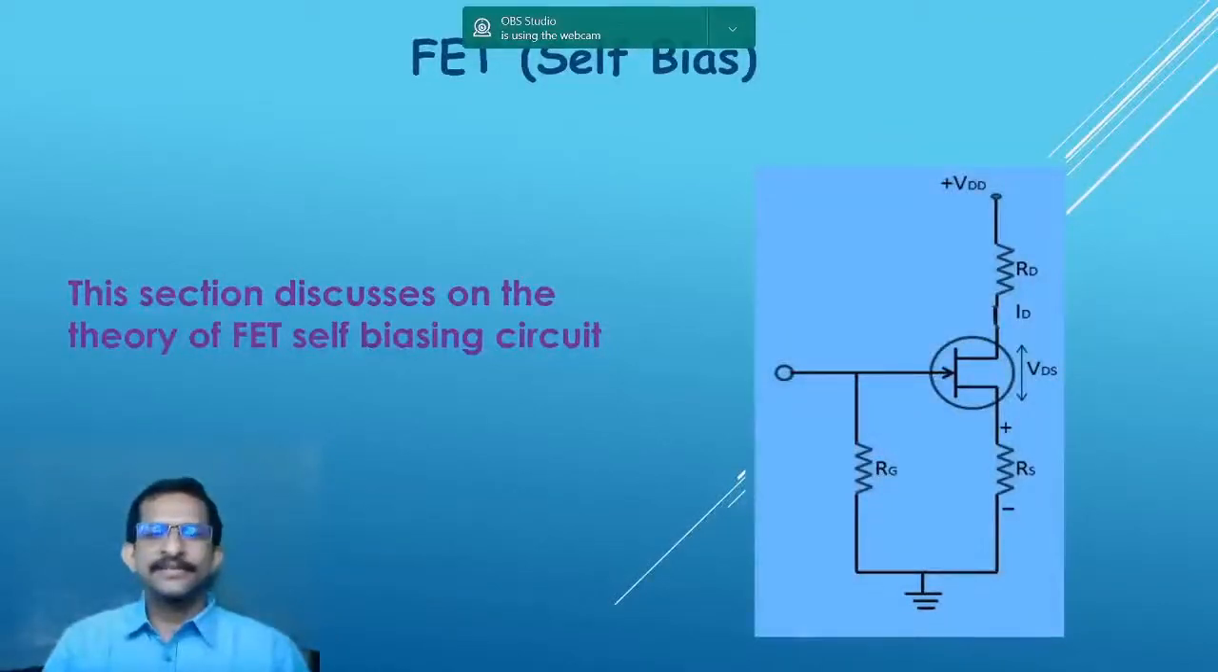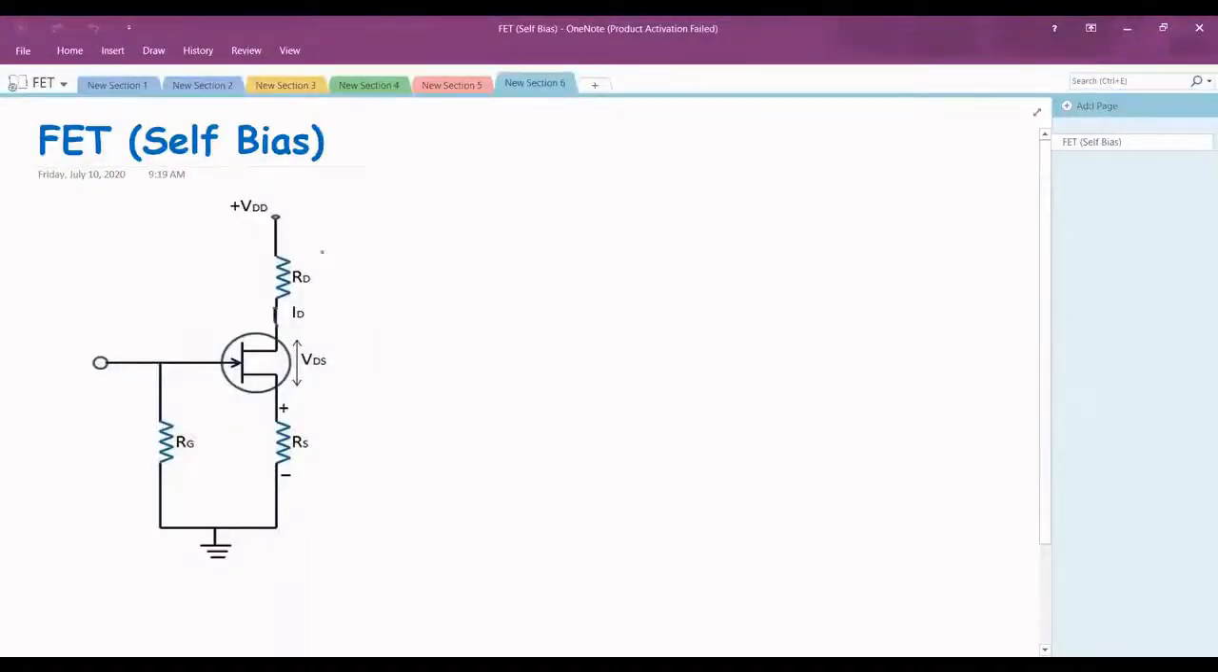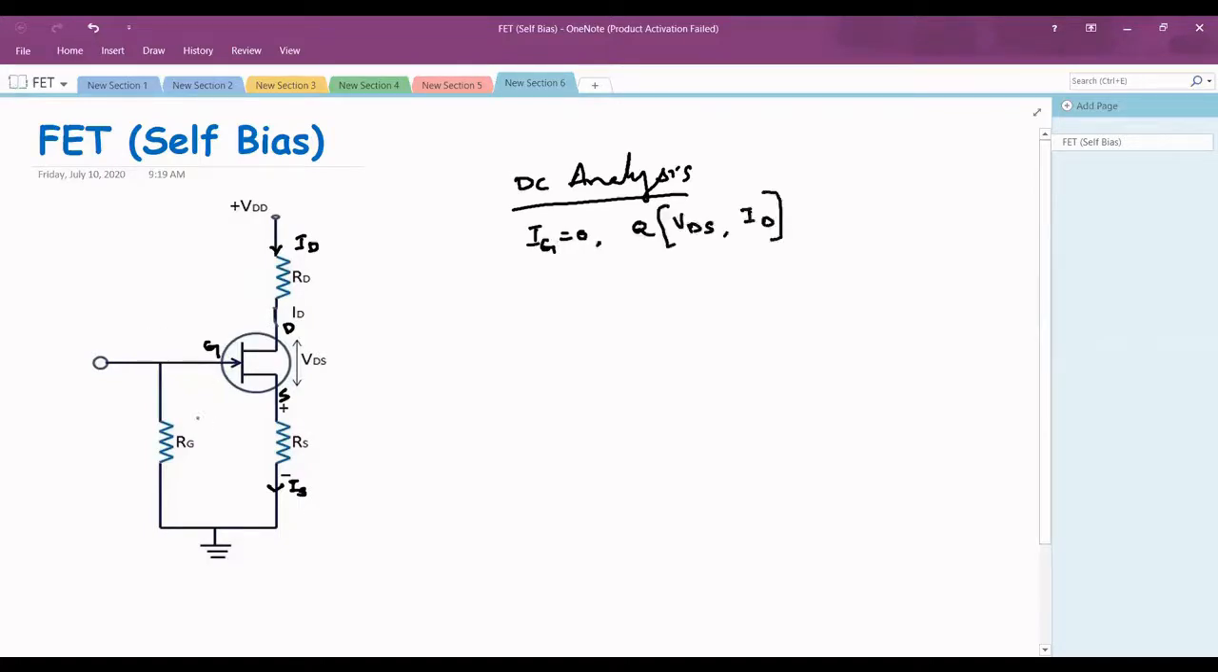This section discusses the theory of the FET self-biasing circuit. The FET self-bias circuit has three resistors: RD, RS and RG. In order to perform the DC analysis, one assumption that we are making is that Ig equals 0. This is our input loop.